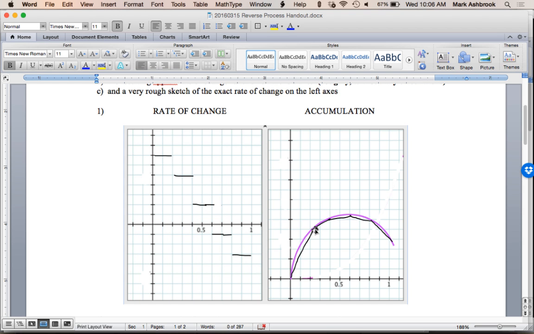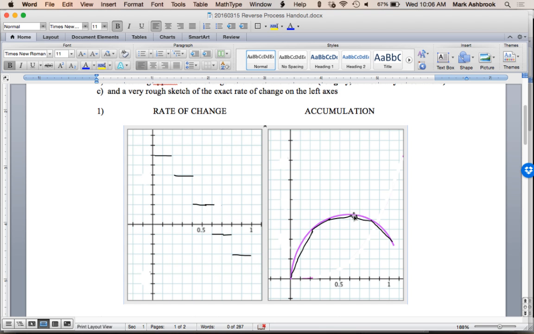The next one, positive or negative rate? Positive. Less or more positive than the one before? Less positive. Right? For a change in x, you don't get as much change in y on this one. So you get a lower constant rate, but still positive. The third one is also a little bit lower positive.